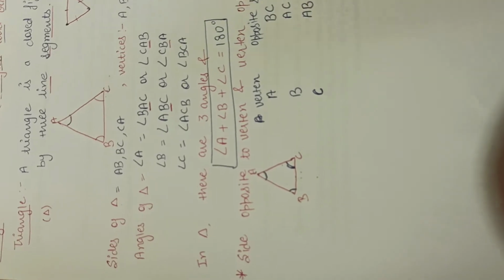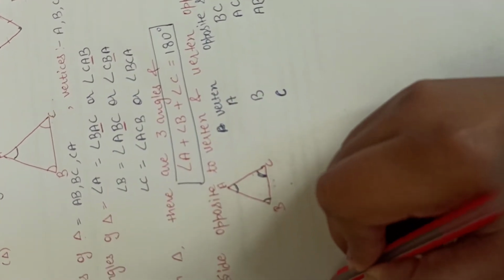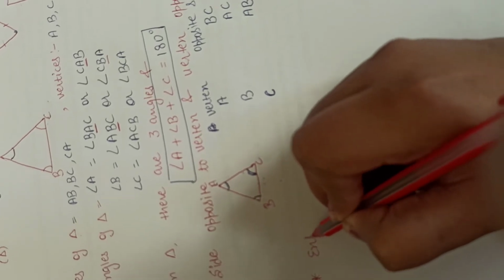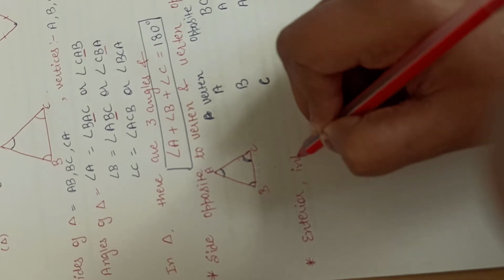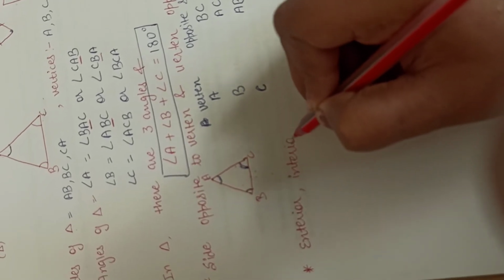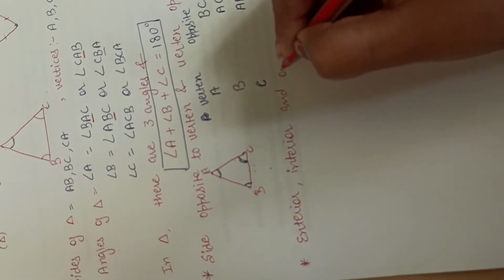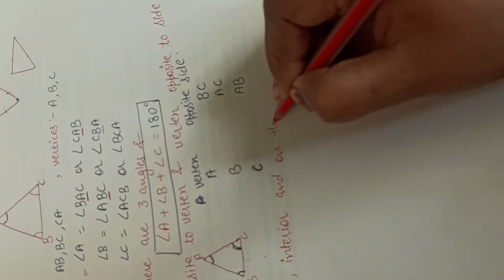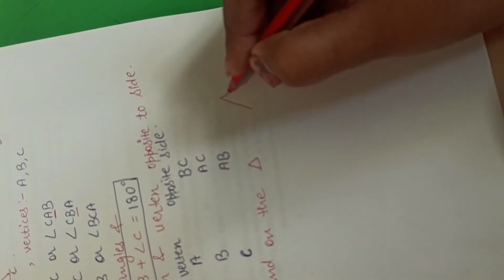Now, after this, the next topic is, what do you mean by interior and exterior or on the triangle? Exterior, interior, and on the triangle. Right? So, this is a triangle.